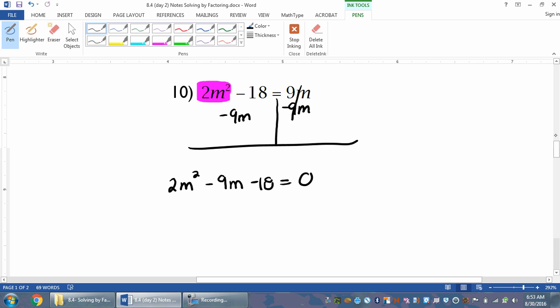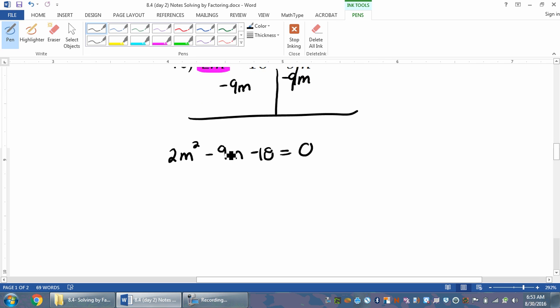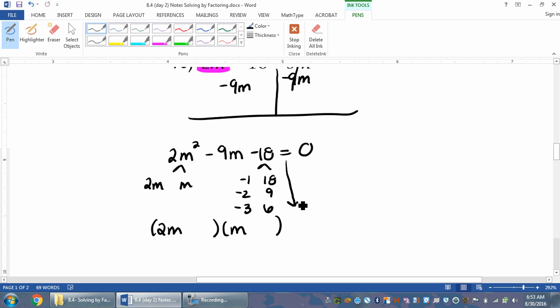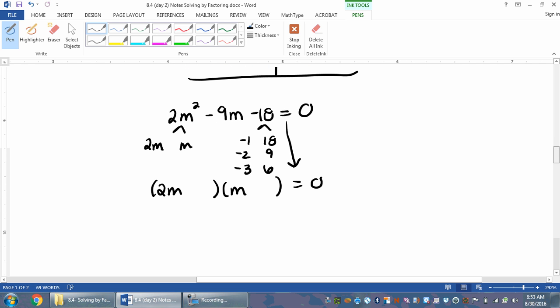So like always, check for a GCF, and you recognize that you can't divide 9 by 2, so you can't just take out a 2. Here I'm going to have 2m and m. Everything that makes negative 18: negative 1 and 18, negative 2 and 9, and negative 3 and 6. All right, let's check to see the combination. Again, do not forget to set that equal to 0. Let's see. Minus 6 plus 3, I think, is the combination.